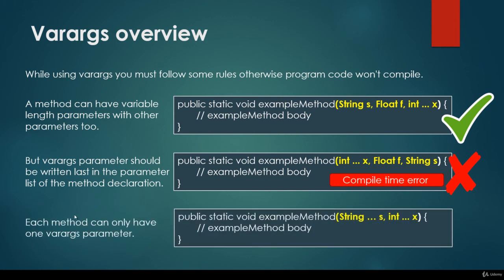Another important fact is that each method can have only one Vararg parameter, so we are not able to use a Vararg for a string and another Vararg for an integer. We have to make sure that a given method may have just a single variable argument. So these are the rules we have to follow.